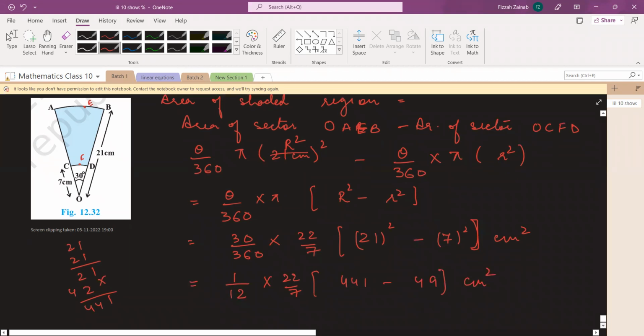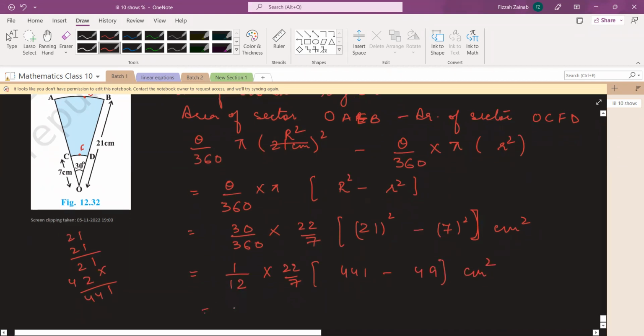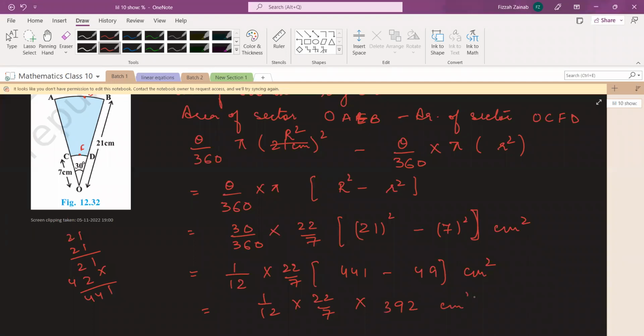Okay, now subtract it. So 1 upon 12 into 22 by 7. And what will you get? 11 minus 9 will be 2. Then you have 13 minus 4 will be, I think, 9. 392 centimeter square, right?